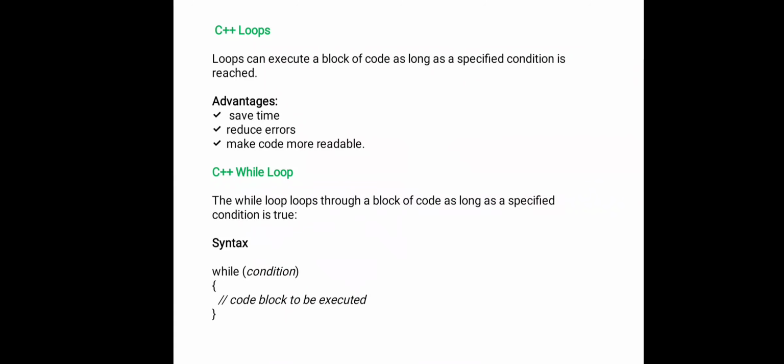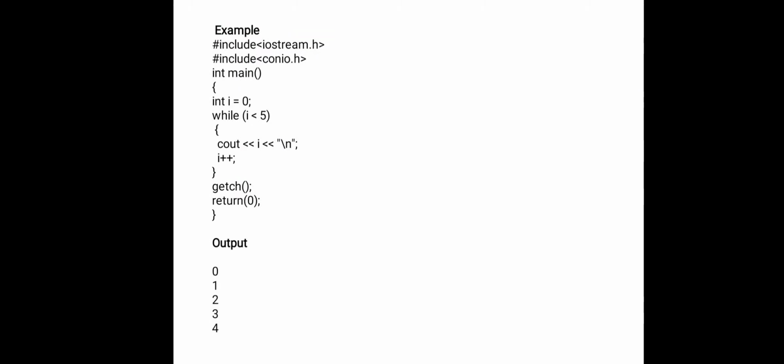So there are three types of loop statement: while, do while and for. The first one is the while statement. This is the syntax for the while statement: while, condition within parentheses, and within braces we specify the block of code to be executed. So this is the example.